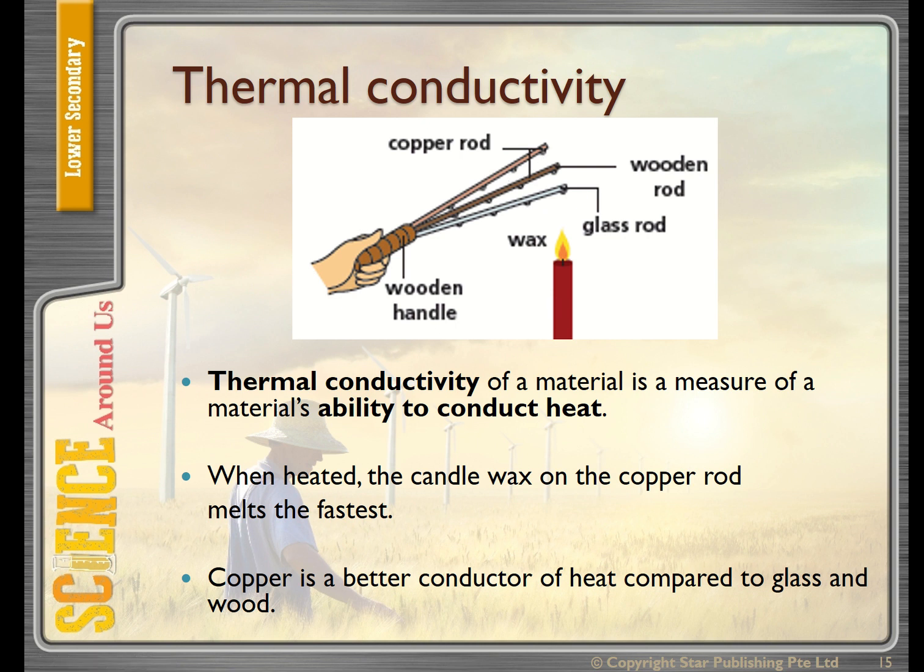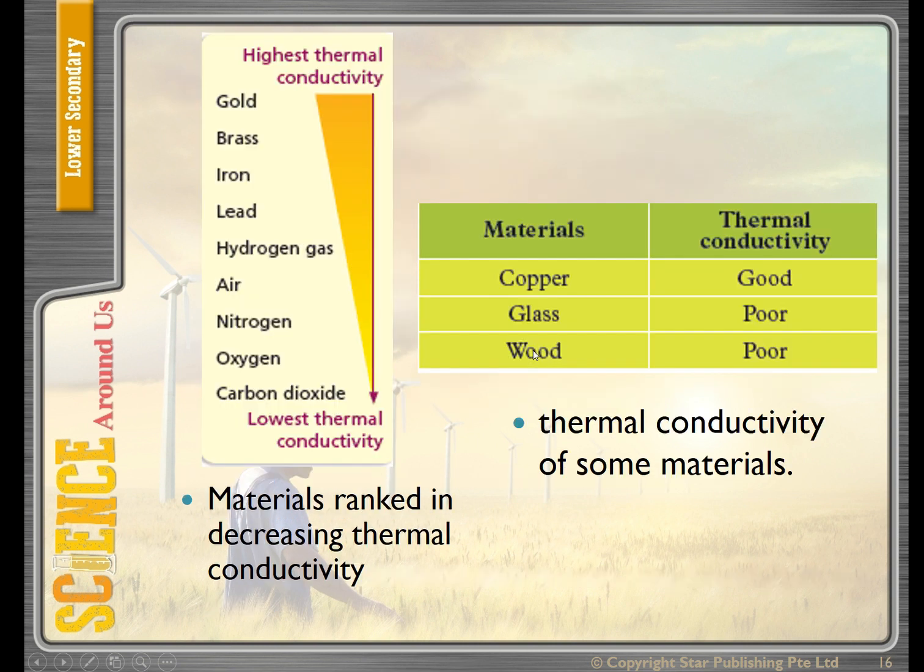If you guessed copper, then you are right, because copper has the best thermal conductivity. This copper rod will get hot all the way through the fastest, so the wax will melt first. So copper is a better conductor of heat compared to glass or wood in this case. So these are some materials ranked in decreasing thermal conductivity.